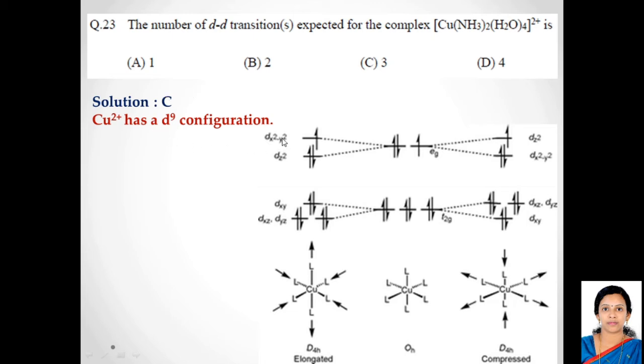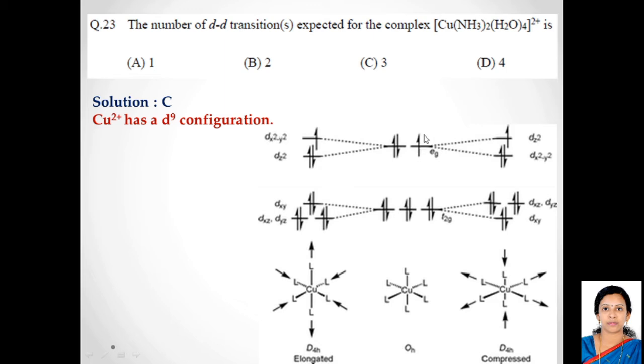So in a d9 species, and it is an octahedral complex, there are 6 ligands, 4 water ligands and 2 ammine ligands. So in that case, it's an octahedral complex, and for an octahedral arrangement, this is what it looks like: t2g and eg. So 6 d electrons in t2g, it is fully filled, and 3 electrons in eg. So it has one unpaired electron.